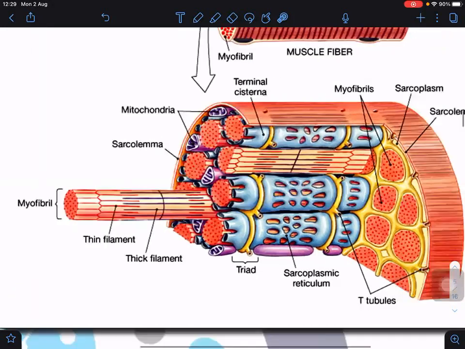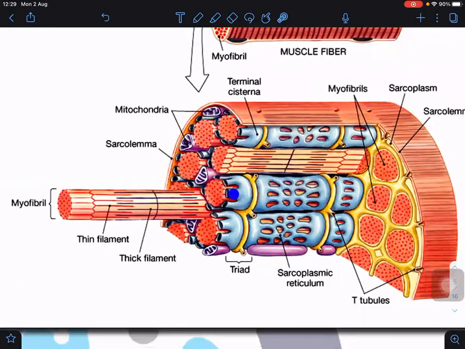This myofiber is wrapped by a special kind of smooth endoplasmic reticulum known as sarcoplasmic reticulum. Try to imagine this myofiber wrapped by this sarcoplasmic reticulum. So what's so special about the sarcoplasmic reticulum? It actually serves one very important function: calcium ion storage. They store calcium ions. Are you clear? This is very important later for muscle contractions.